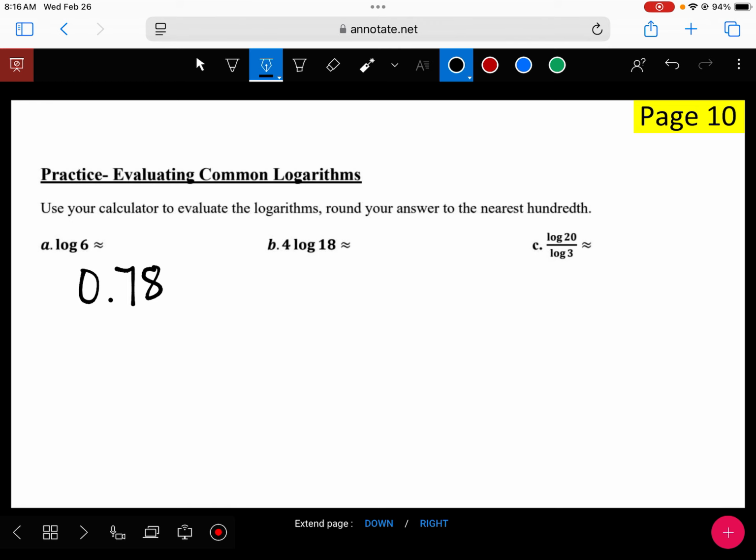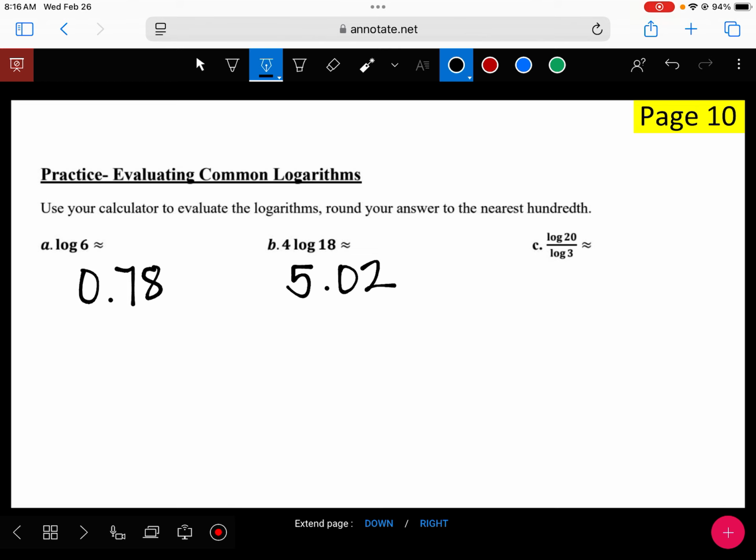All right, now let's type in question B. For question B, you're going to hit the number 4 first. Then you're going to hit log 18. Hit enter. Anybody want to volunteer what they got? What'd you get, Isaiah? 5.02. Perfect. Thumbs up if that's what you got.